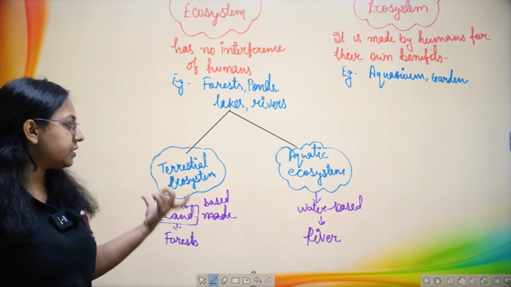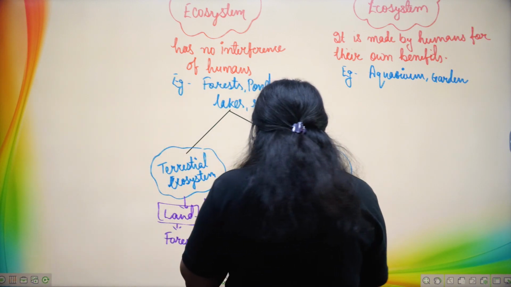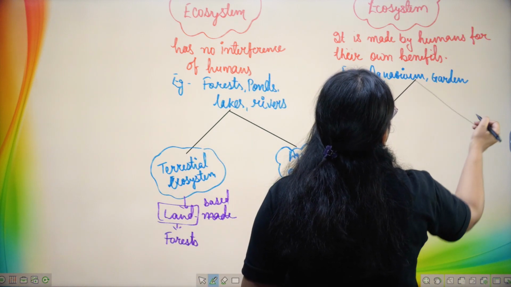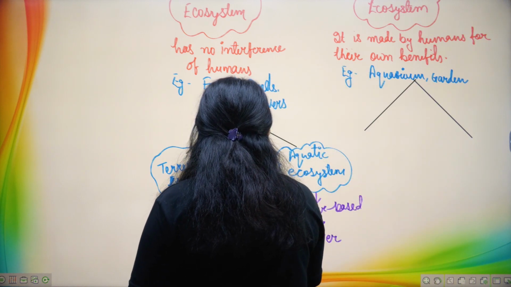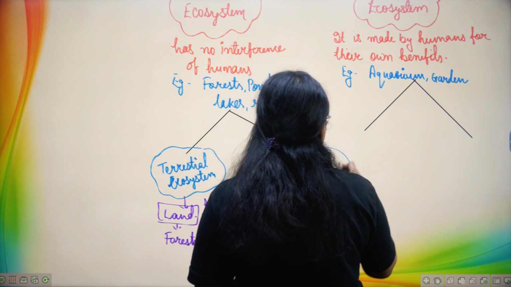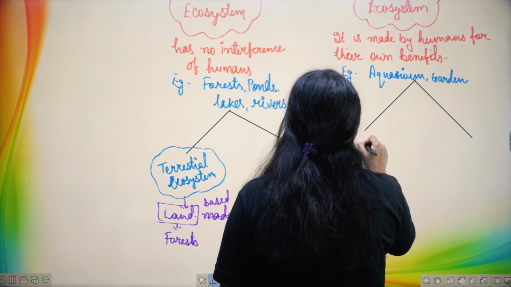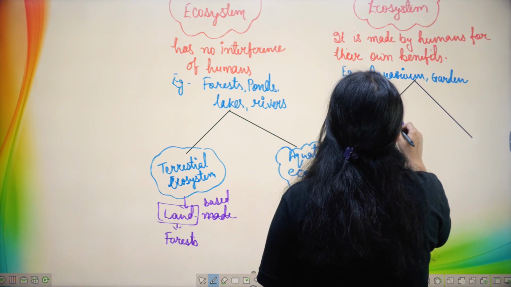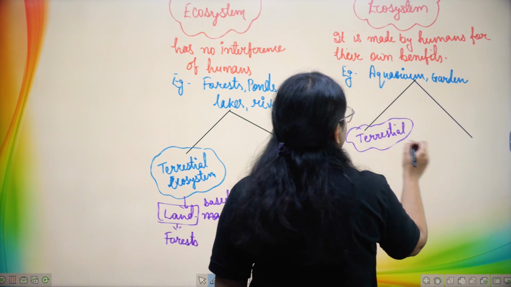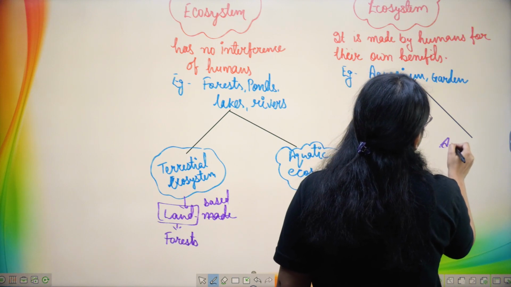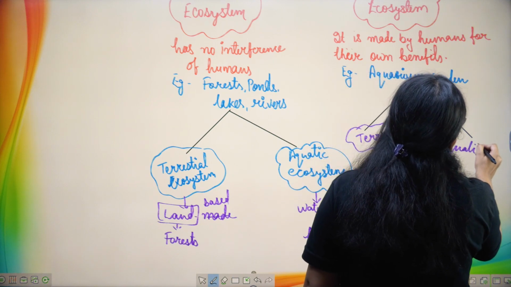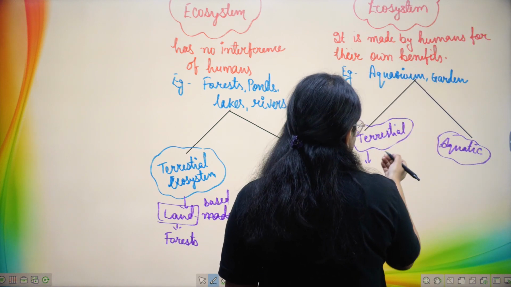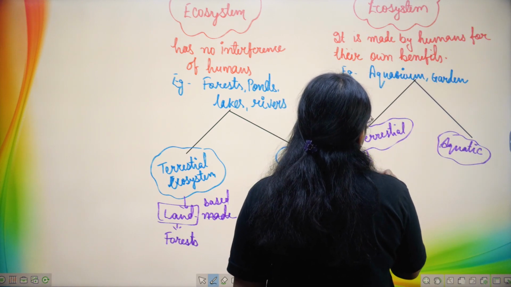So here this is terrestrial, and the same goes for the artificial one, right? Here also obviously one is the terrestrial ecosystem, and the other is the aquatic ecosystem. Okay, an example will be, let us suppose, a garden.